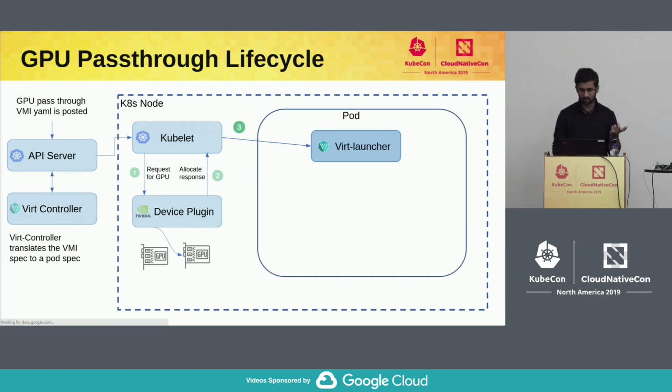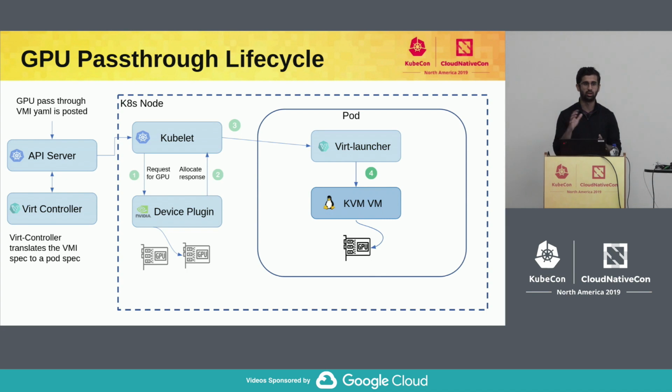So the kubelet would then create this pod. This pod would have an environment variable with the PCI address. Once the Virt launcher pod comes up, it reads this environment variable, it gets this PCI address, and it translates those details into a parameter in the libvirt domain XML. So it reads this PCI address, translates it into a parameter in the domain XML, passes it to libvirt, and bang, libvirt creates a VM, and the VM has the GPU which has this PCI address.